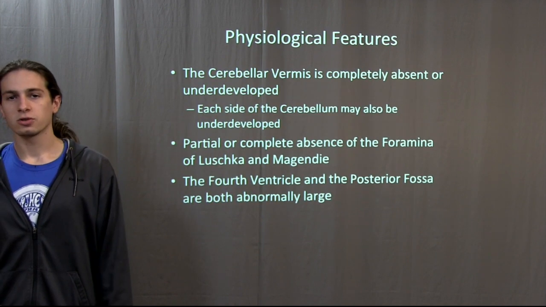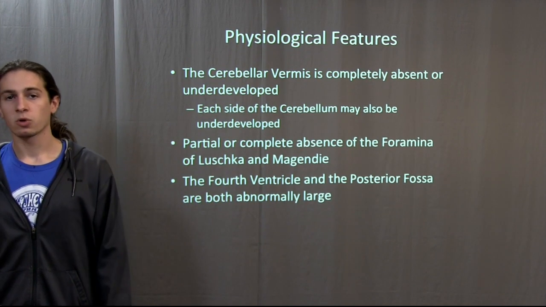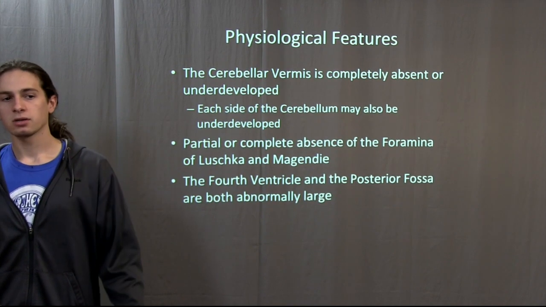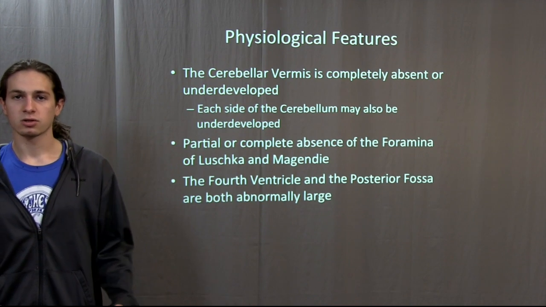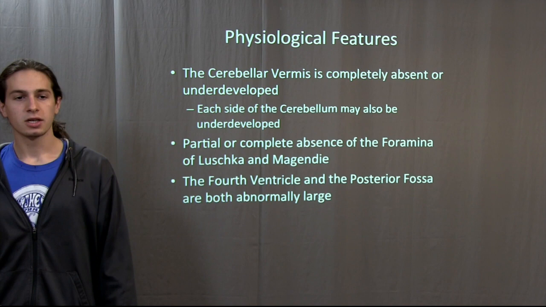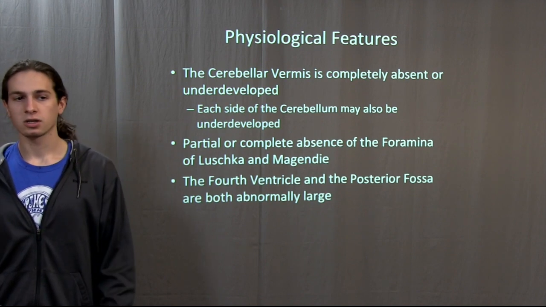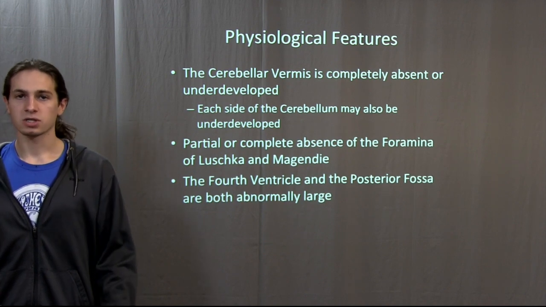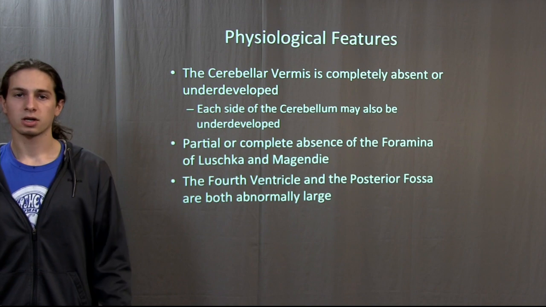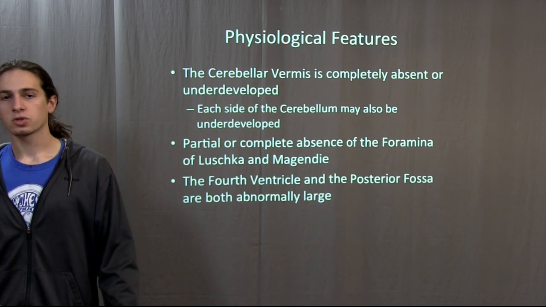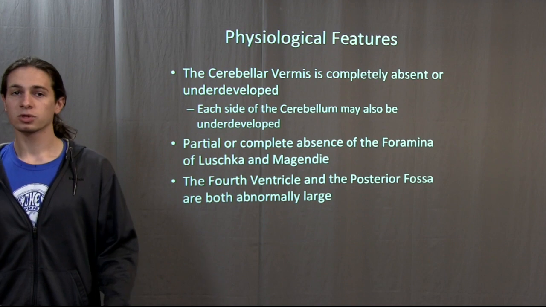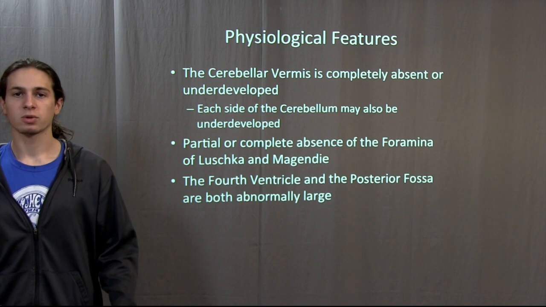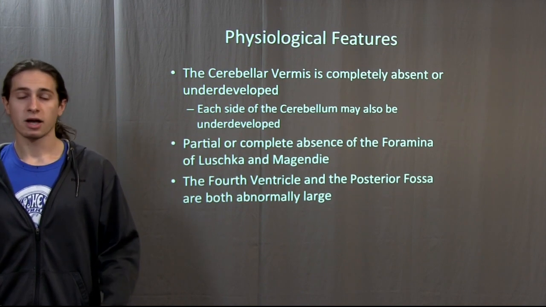Some of the physiological features you'll see with this disorder, the ones I have here are the most prominent, however they are not the only ones, and I will explain others later. One of the most prominent is that the cerebellar vermis, which is the center of the cerebellum between the two hemispheres, is completely absent or partially absent or underdeveloped. And along with this, each side of the cerebellum may also be absent or underdeveloped, as you will see in an upcoming slide. You'll also see partial or complete absence of the foramina of Luschka and Magendie, and what these do is they help to drain cerebrospinal fluid out of the fourth ventricle and the brain in general.